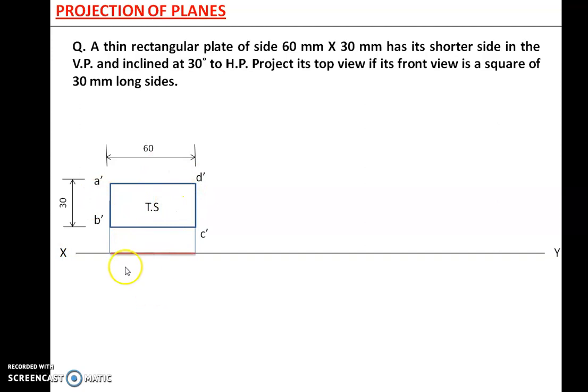So this is the top view. This end will be AB and this end will be CD. So we have given the names. Okay, so this completes the first step.